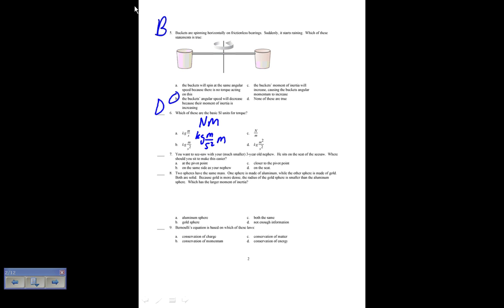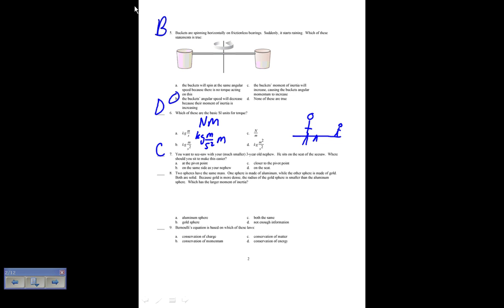You want to play on a seesaw with your 3-year-old nephew. He sits on the seat of the seesaw. Where should you sit? You should sit closer to the pivot point. So if your little nephew is here, here's your pivot point. You need to sit there. So it's closer to the pivot point. That's C.